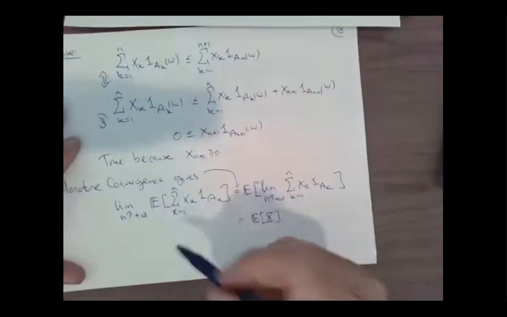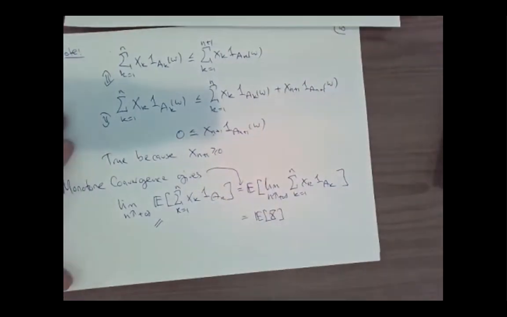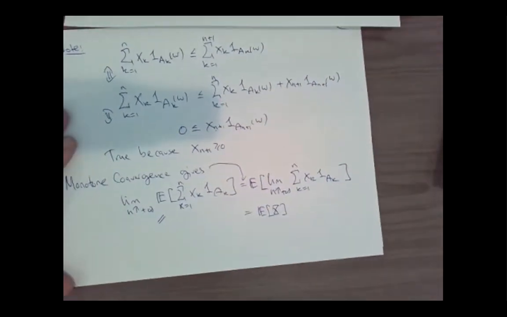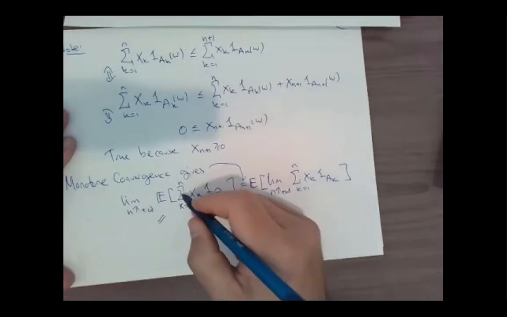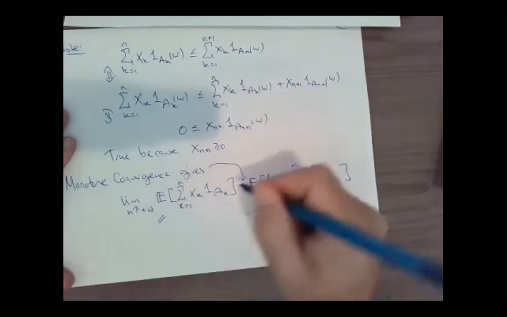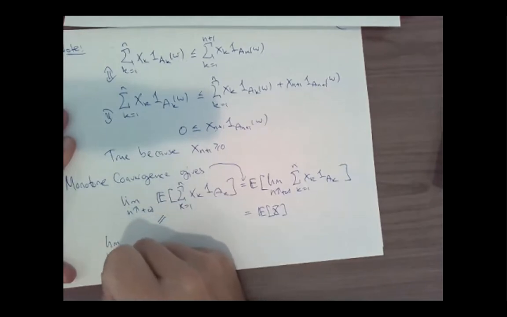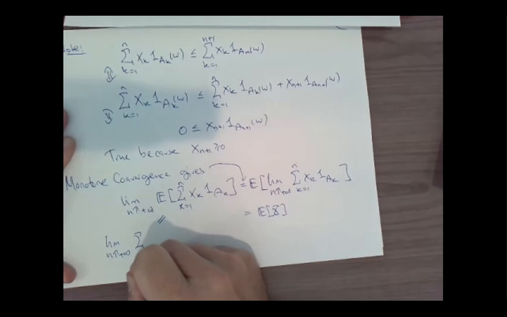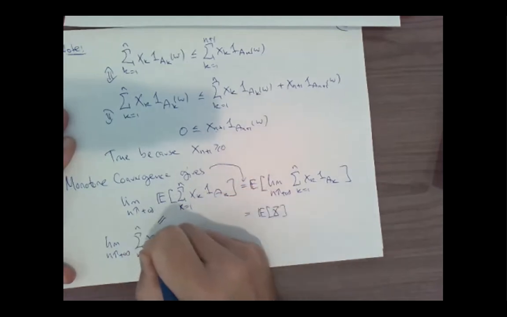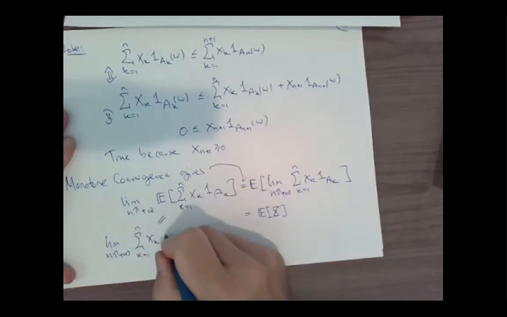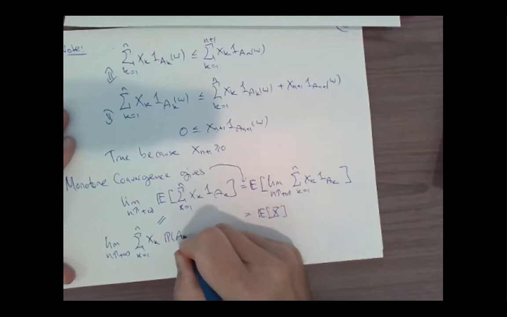And now on the left-hand side, what do we have here? Well, we can pull the sum out, and we pull the constants out. So on the left-hand side, we have the limit as n goes to infinity of the sum of xk times the probability of Ak.